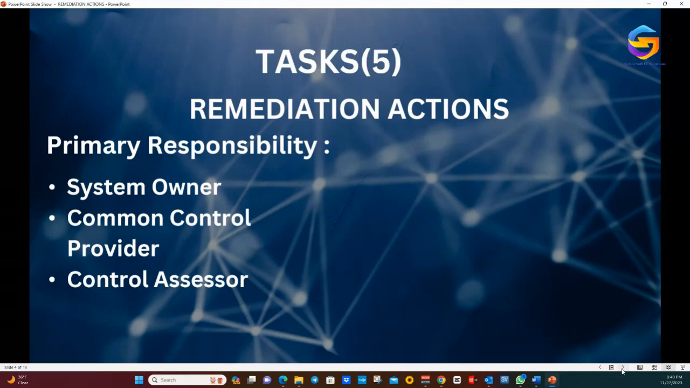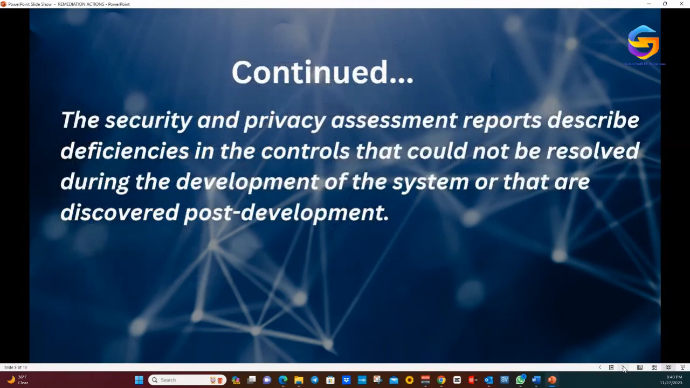Also, you have to know the primary responsibility so far as these remediation actions are concerned. We have the system owner, the common control provider, and the control assessor. These three responsibilities or holders are very important. So don't forget, the stakeholders here are the system owner, the common control provider, and the control assessor. Now, what does it mean? Remediation actions. Let's look at it.